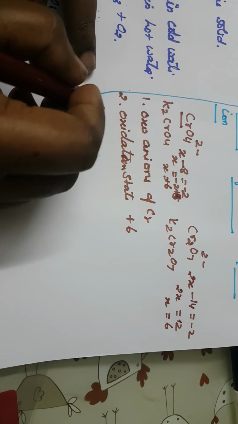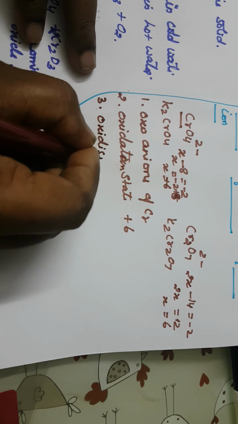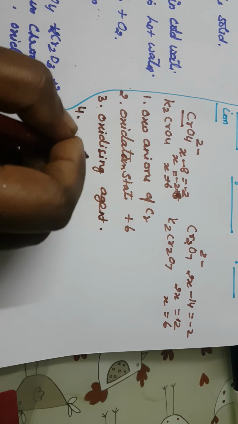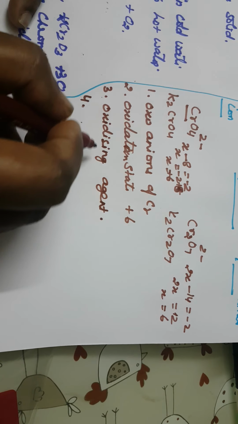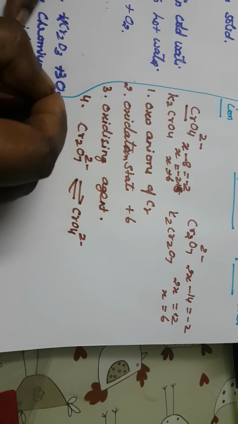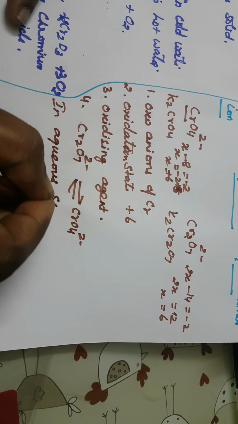Another one, it is a strong oxidizing agent. In aqueous solutions, both ions are interconvertible. What is meant by interconvertible? Cr2O7 2 minus is converted into CrO4 2 minus. So in aqueous solution, both the ions are interconvertible.